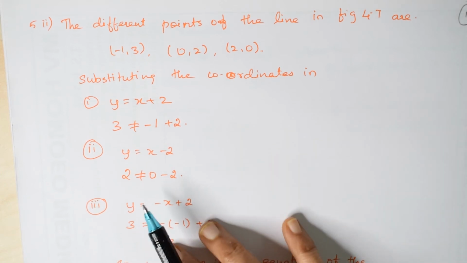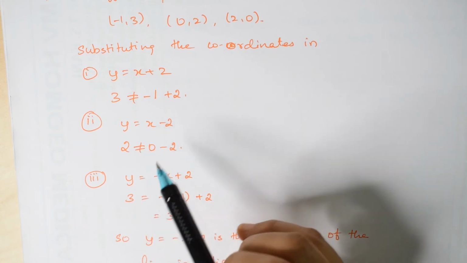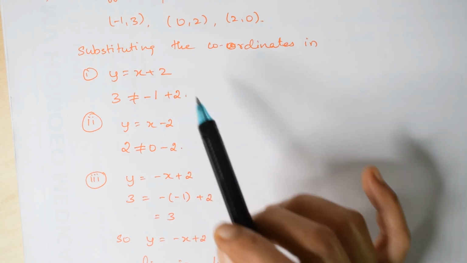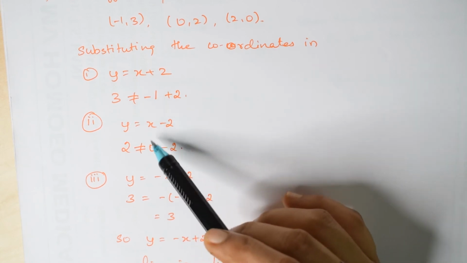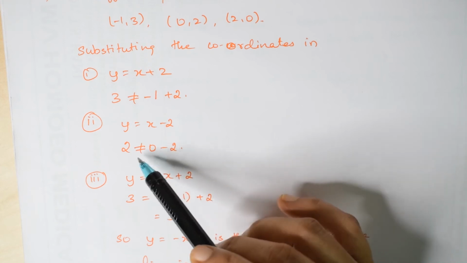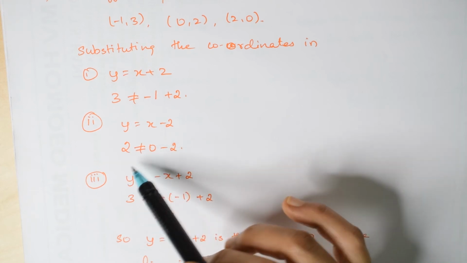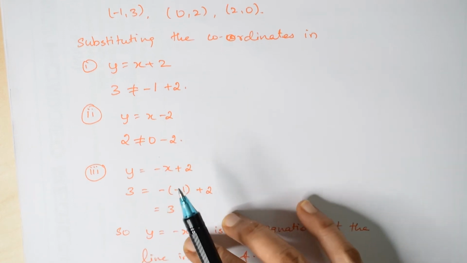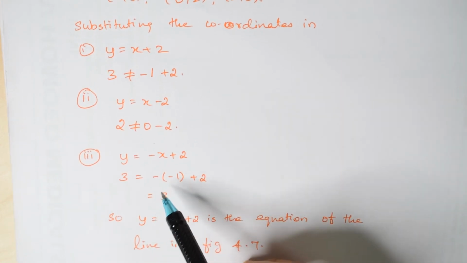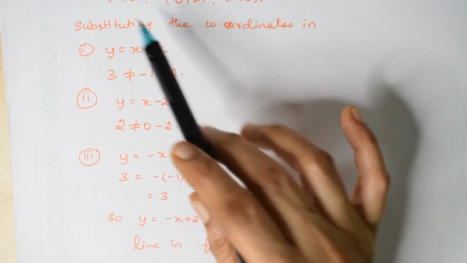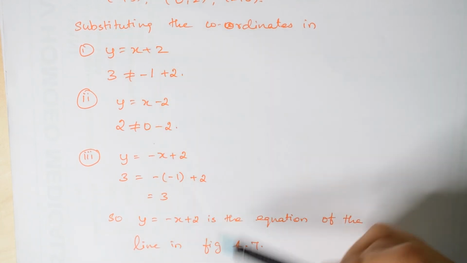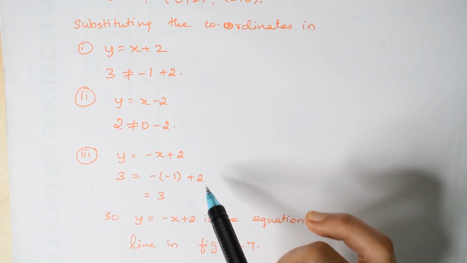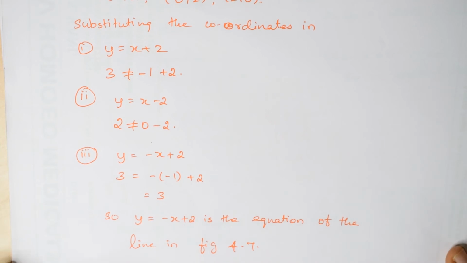Then I consider the second equation, y is equal to x minus 2. When I use that, I see that again it is not satisfying. The signs are varying, so it is not satisfying. Even the second equation is not satisfying. And when I consider the third equation, y is equal to minus x plus 2, when I substitute the values of x and y, I see that it is satisfying, and so the third equation has been represented on the graph in the given figure.